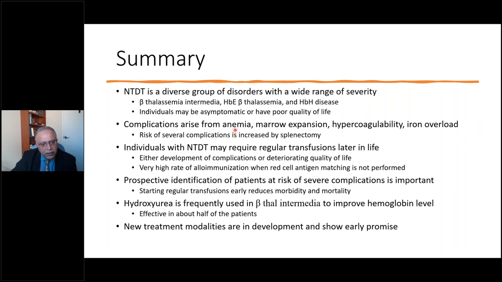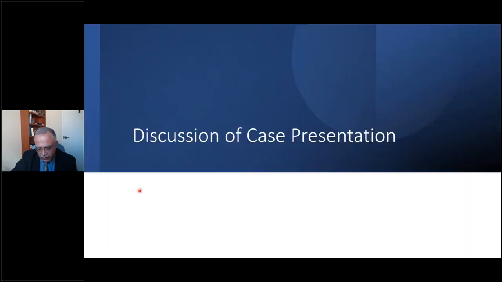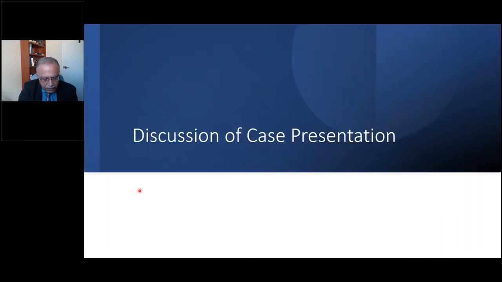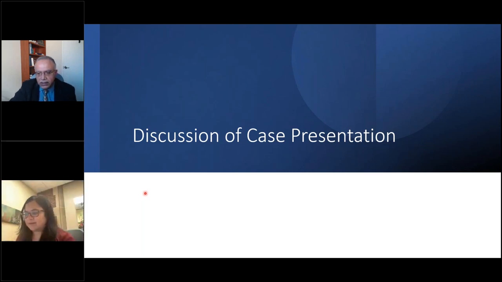So in summary, we are dealing with a very diverse group of disorders, which is placed under the label of non-transfusion dependent thalassemia. There are multiple complications. Many of these individuals require regular transfusions or will probably do much better if they get started on transfusions. And new treatment modalities are in development that are showing some early promise. And with that, I will stop and we will return to case presentation. Thank you for your questions that are coming in, and we will take them on afterwards.